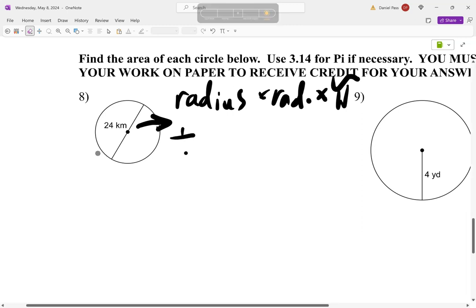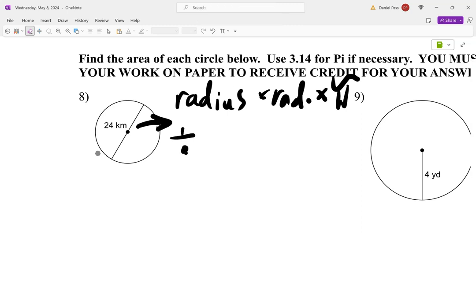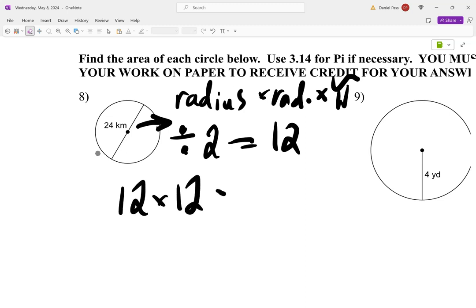Did everybody remember that? A little bit? Yes? No? Maybe? No? Okay. 24 divided by 2 equals 12. And so therefore we do 12 times 12, and that's 144. Correct. Times, don't forget, times 3.14. And what does that make? Times pi is 452.16, correct.